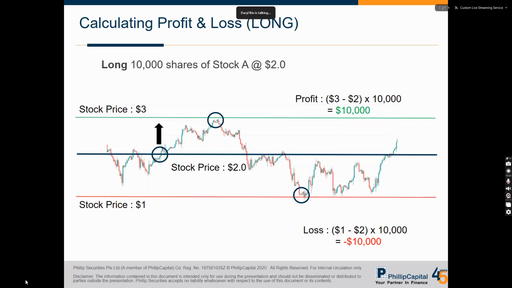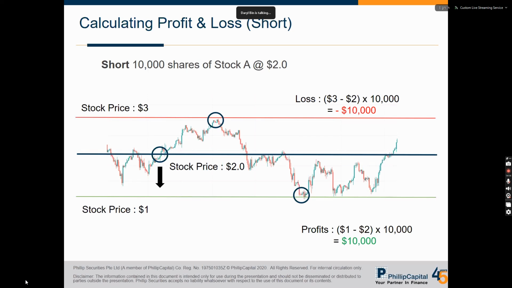So how do we calculate the profit? Assuming we long 10K of stock A at $2. Since we are in a long position, in order for us to profit, stock A has to go up. If it goes up to maybe $3, we'll be profiting $10,000. If the stock goes down to $1, then we will lose $10,000. Basically, it is the price difference between the price entered and exited multiplied by the quantity.